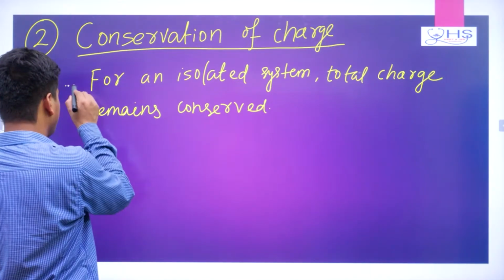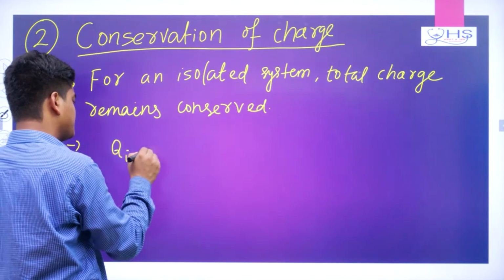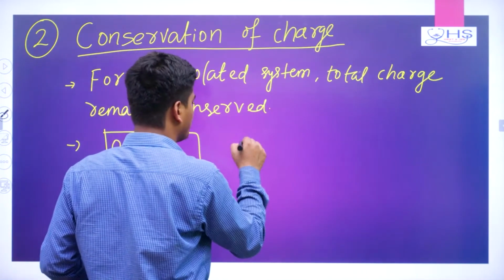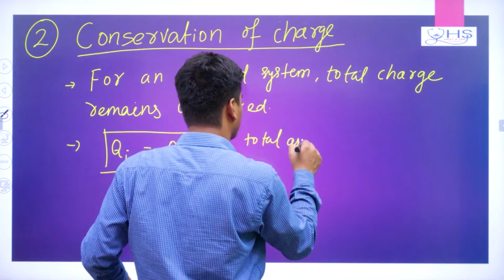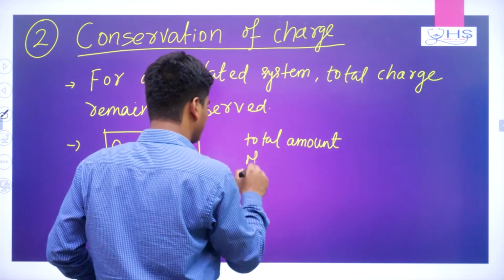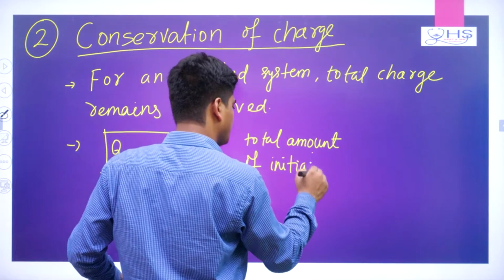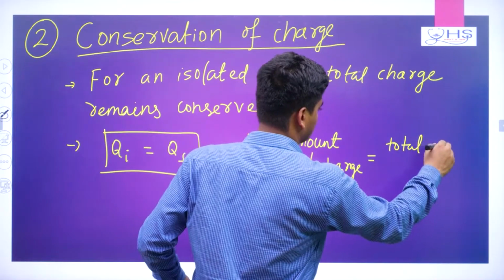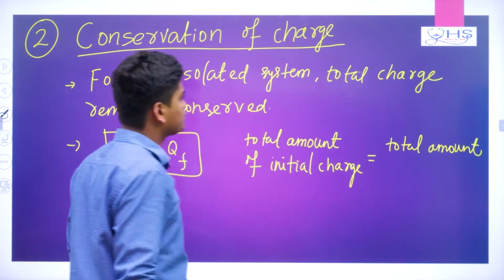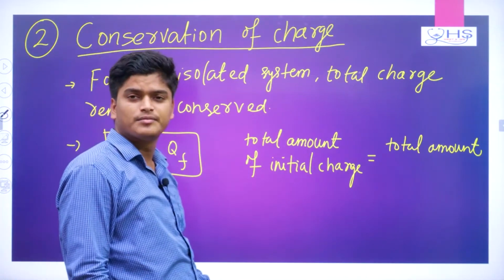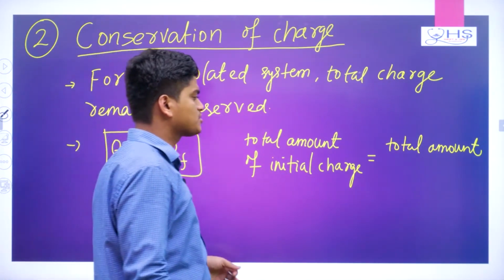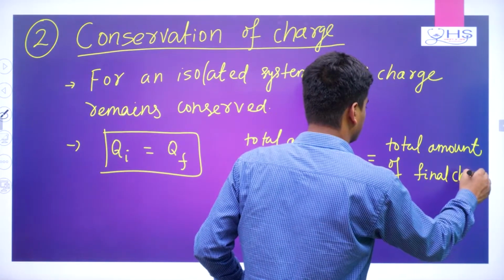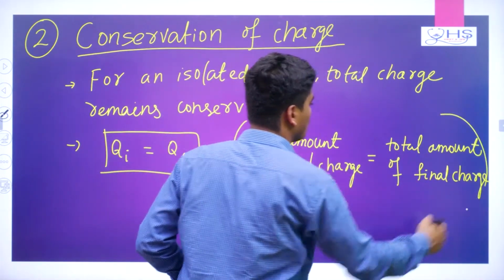So what does it mean? It means if initially some charge is there, then finally the same amount of charge will be there. So Q initial equals Q final, or the total amount of initial charge equals the total amount of final charge. This is the conservation of charge. Charge can neither be created nor destroyed, and for an isolated system charge always remains conserved. So Q initial equals Q final; keep this idea in mind.